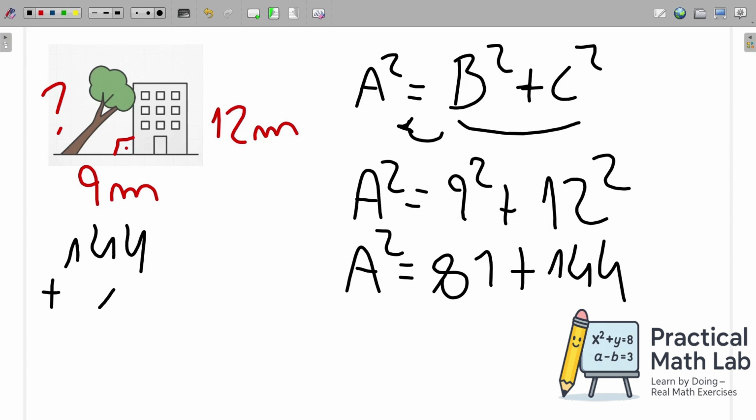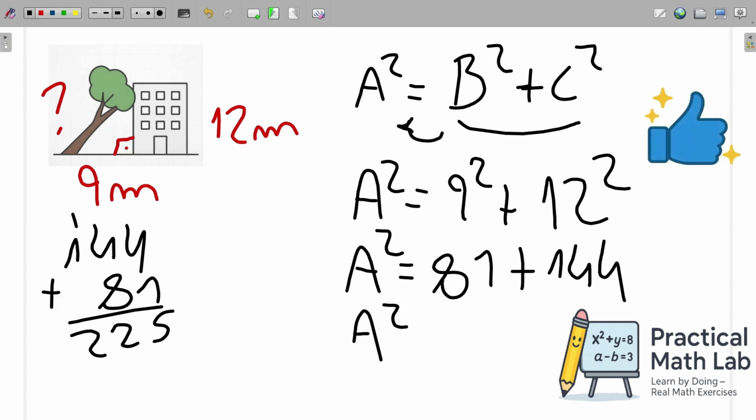144 plus 81. 4 plus 1 is 5. 4 plus 8 is 12. Carry the 1. 1 plus 1 is 2. So a squared equals 225. Is that the answer? Is that the height of the tree, 225 meters?